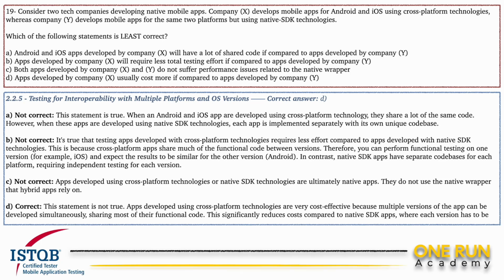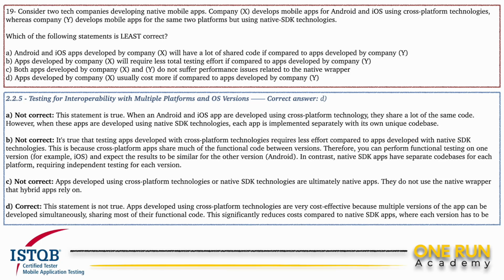Finally, it's time for the last option, option D, which should be the incorrect statement. And indeed, it is. Apps developed using cross-platform technologies are very cost-effective because multiple versions of the app can be developed simultaneously, sharing most of their functional code. This significantly reduces costs compared to native SDK apps, where each version has to be developed from scratch. Therefore, the correct answer to this question is option D.